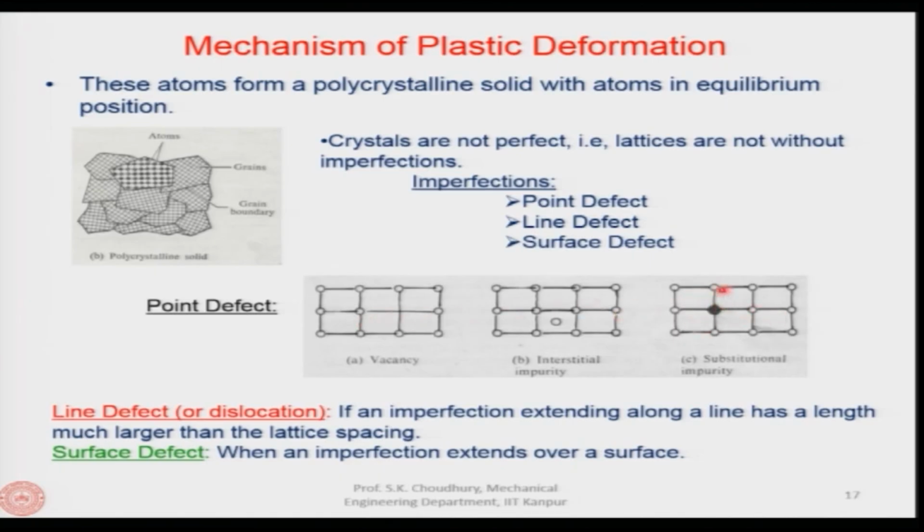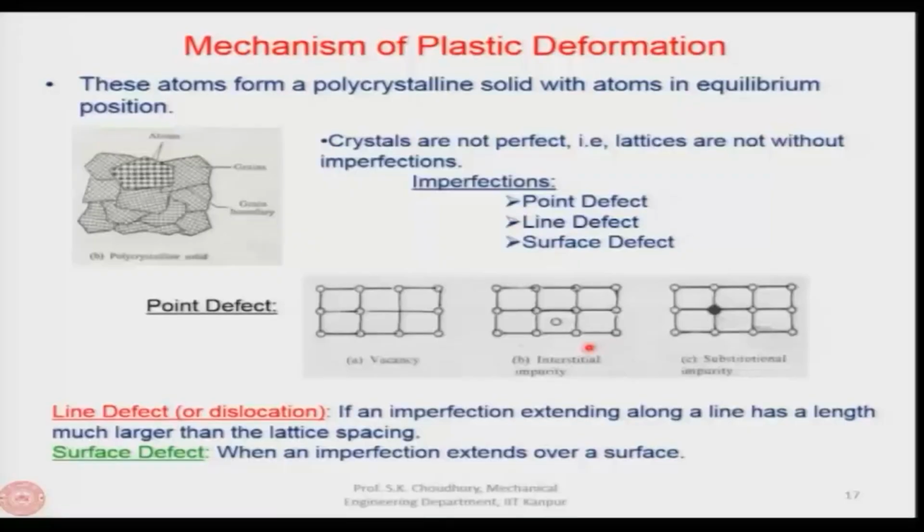Okay. Now, the next defect is the substitutional impurity. Here one atom is a foreign atom, in the sense that this atom does not belong to this lattice structure. Somehow it has replaced one of the atoms in this lattice structure. So, this is called the substitutional impurity, because this foreign atom is substituting one of the atoms in the lattice structure. So, all these are point defects, and these point defects are there in the polycrystalline solid normally. Now, apart from the point defects, there are also line defects.